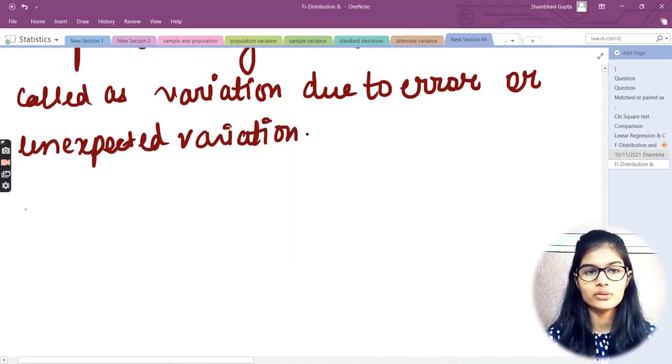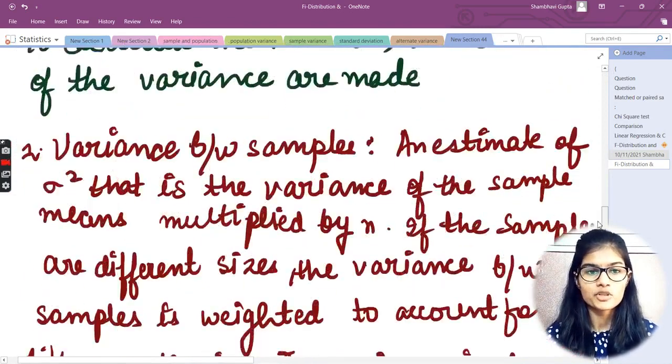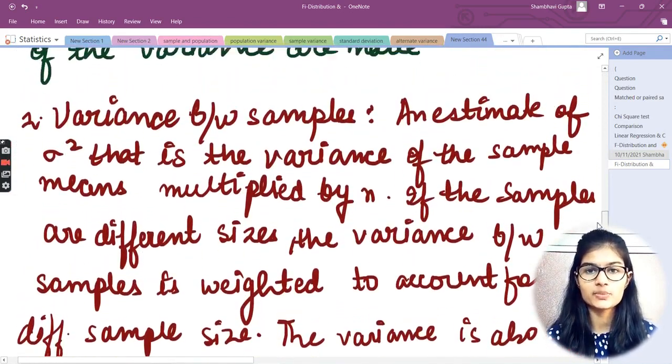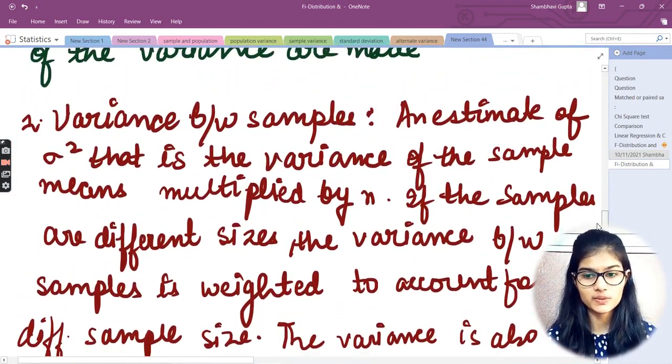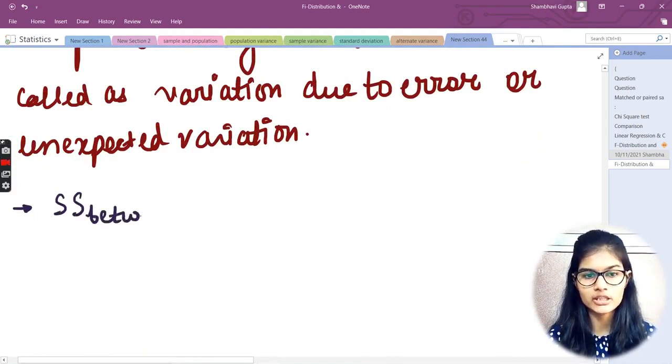So now I have some notations here as well. What we had studied was variance between the samples, and variance within the samples. Whenever we write this out, we write it in the form SS, and in the denominator we write between. So here it is SS and the denominator is between.